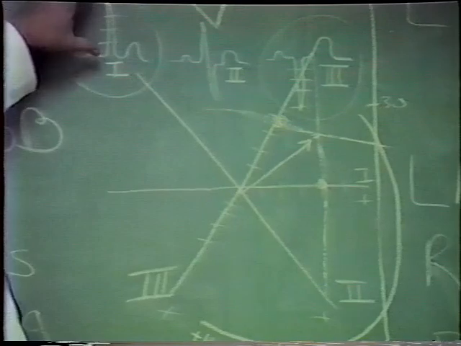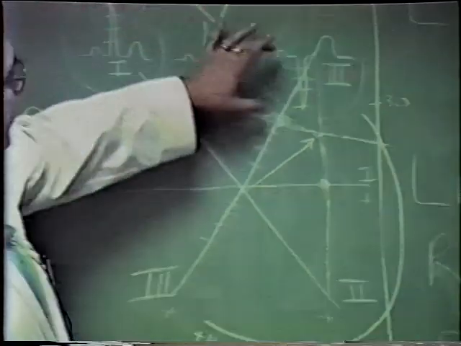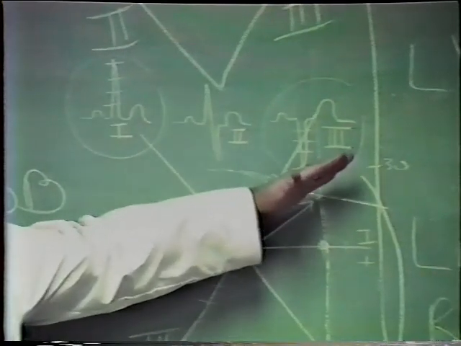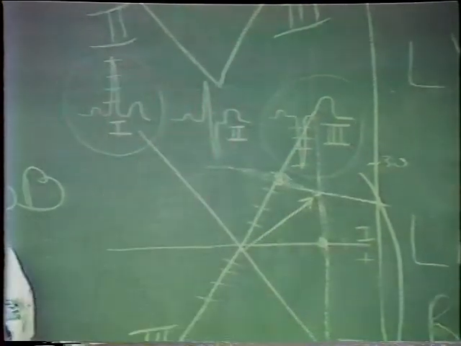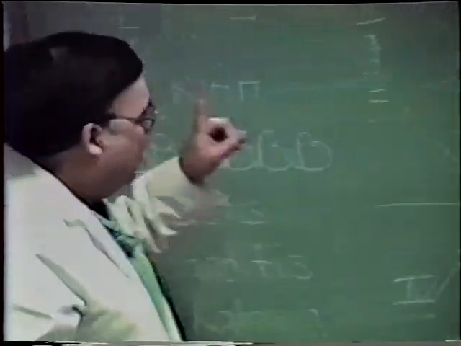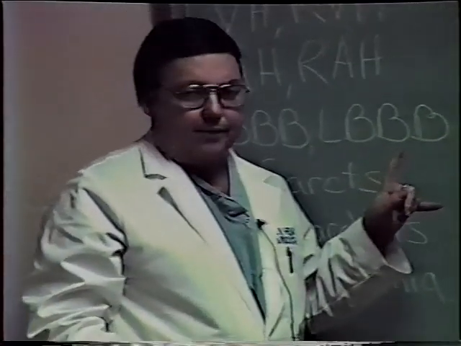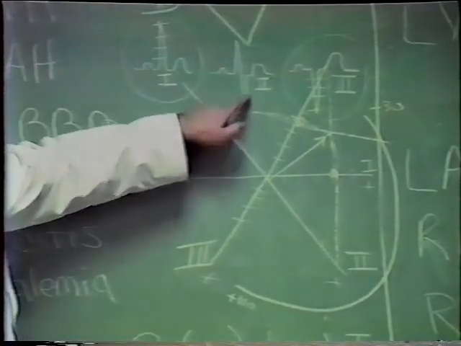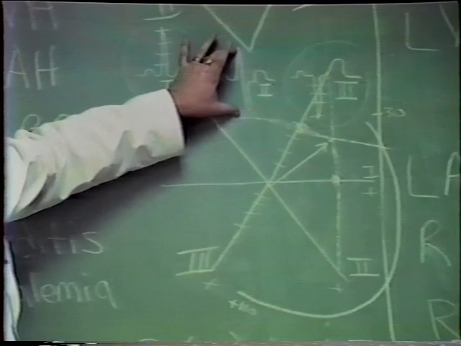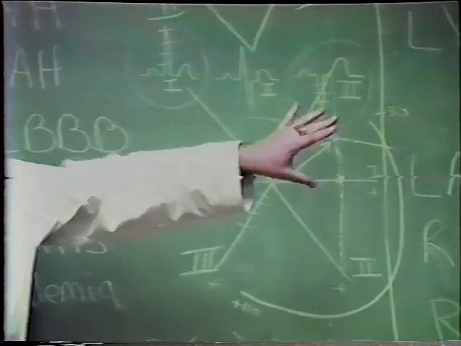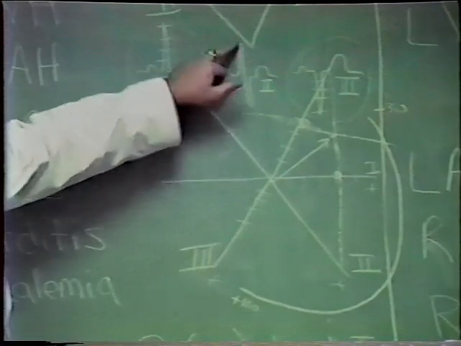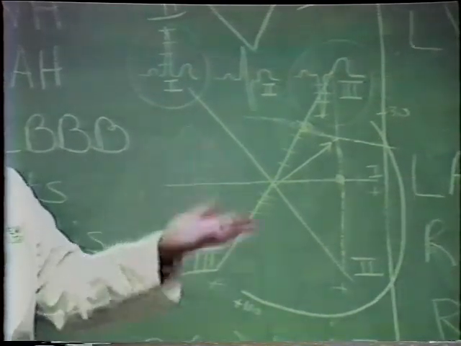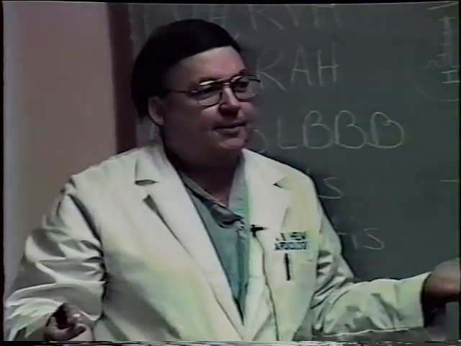And you see, when the R is the same magnitude as the S in 1 and 3, the axis is minus 30. It's left axis deviation. But that's too hard that way. Look what happens when you have left axis deviation. Your R in lead 2 equals the S in lead 2. Forget about plotting it out. Whenever your R equals your S in lead 2, it's minus 30. So it's left axis.